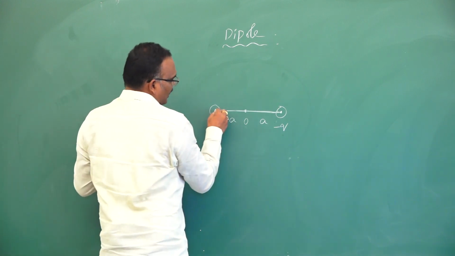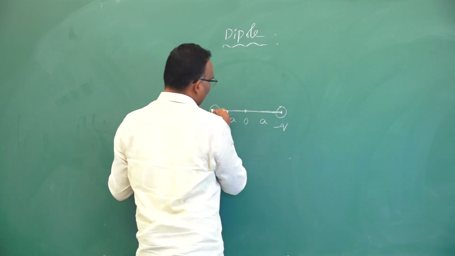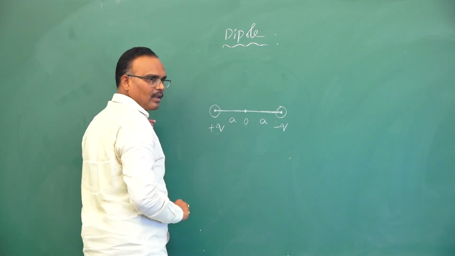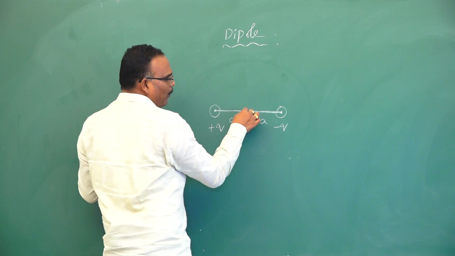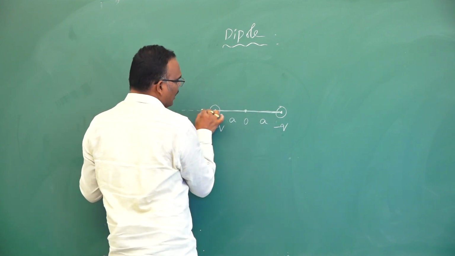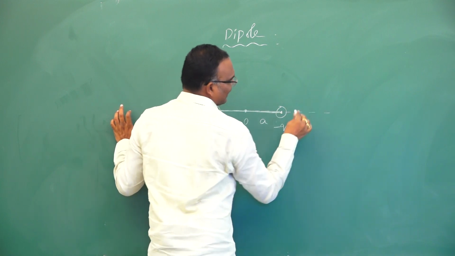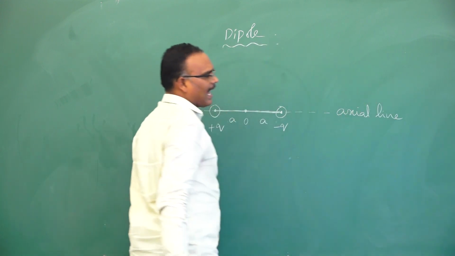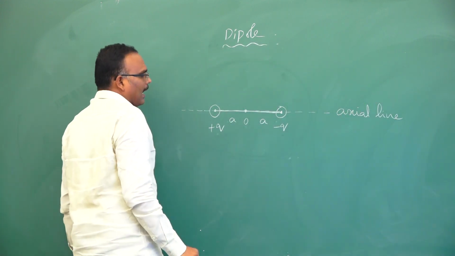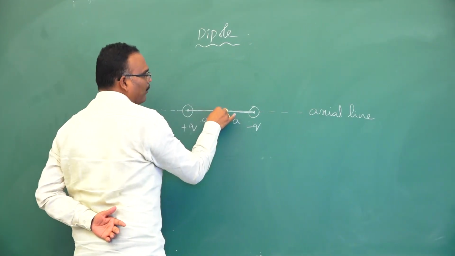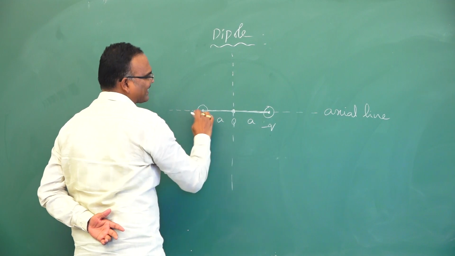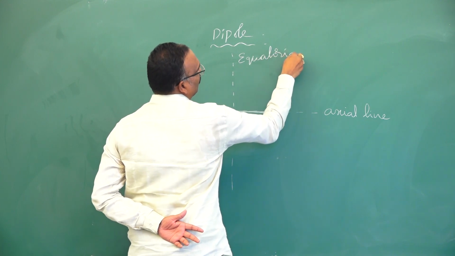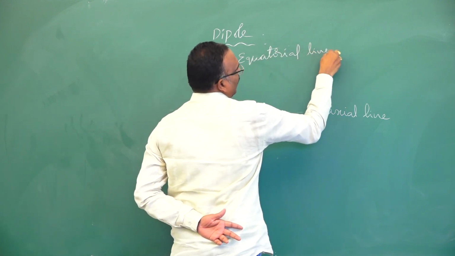Okay, this is a dipole. The line joining the two charges is called the dipole axis. Next, the line passing through the center of the dipole and parallel to the dipole axis is called the axial line. This is the axial line. The line passing through the center of the dipole and perpendicular to the dipole axis is called the equatorial line.